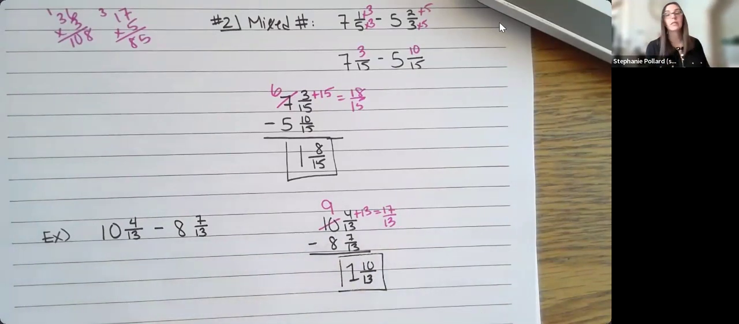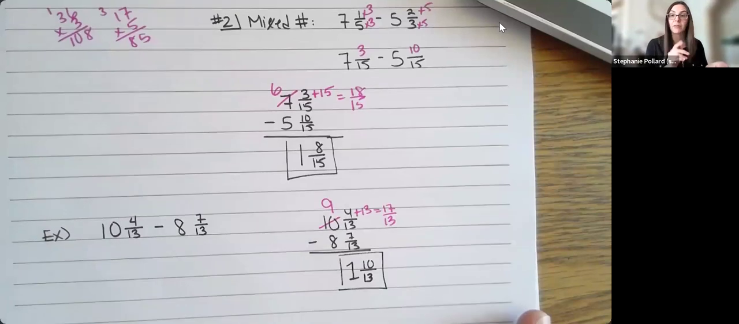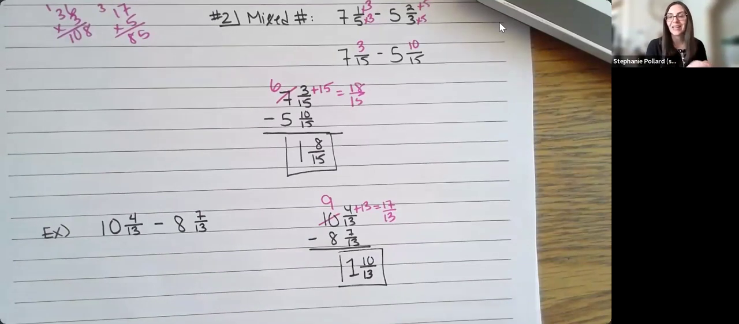So it can be really quick to borrow with fractions if you don't forget about that change when we're bringing it over. It's not always a factor of 10 like we're used to. It depends on the denominator here. So that's how you can borrow with mixed numbers.